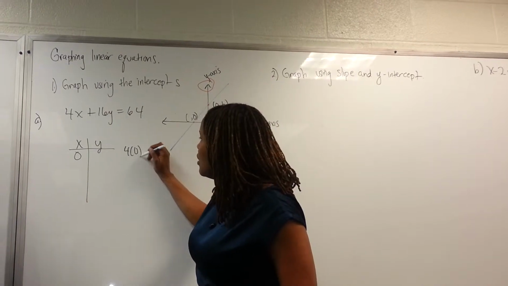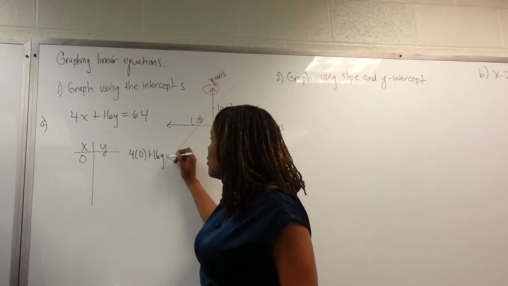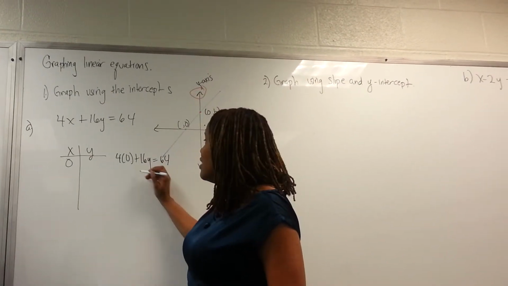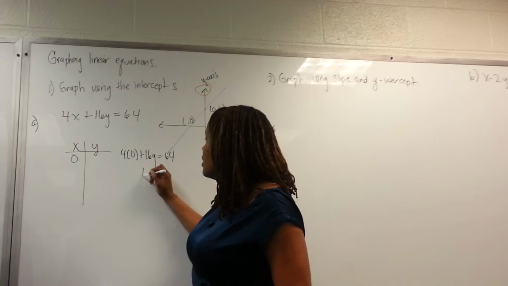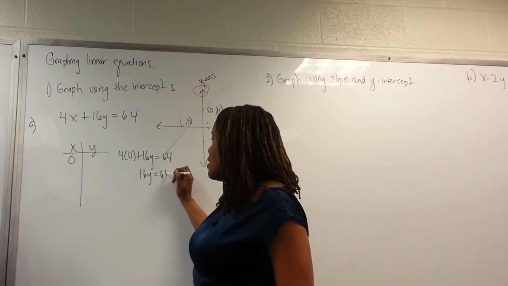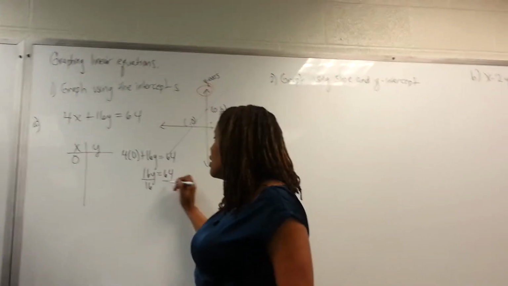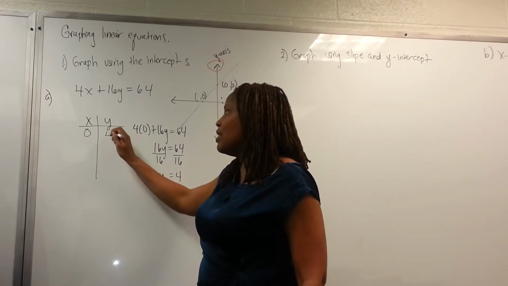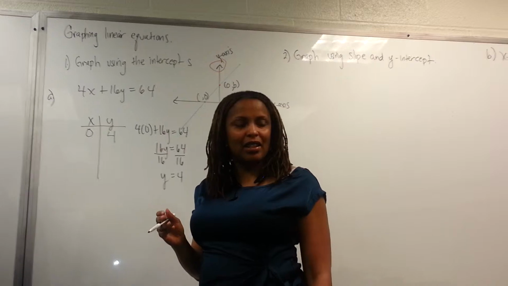4 times 0 plus 16y equals 64. Alright? So this is 0. So 16y equals 64. So y equals 4. So that's the y-intercept. Are you okay with that?